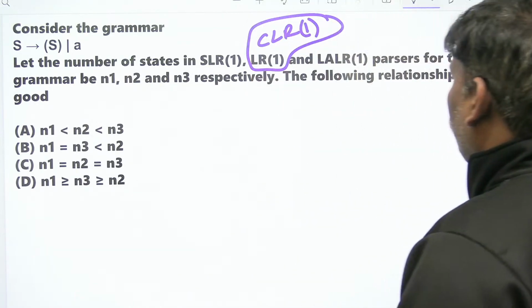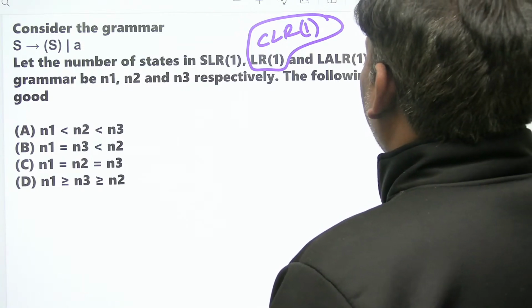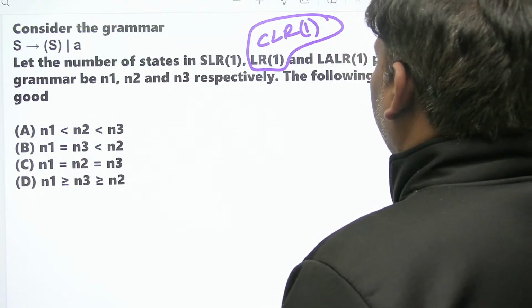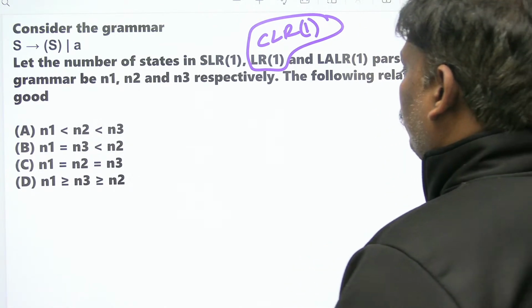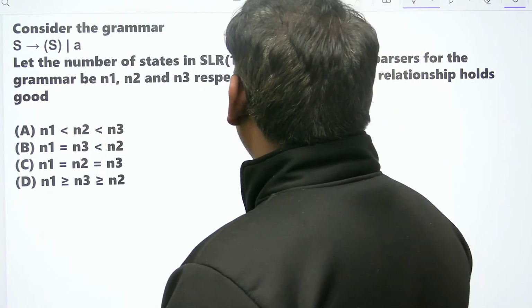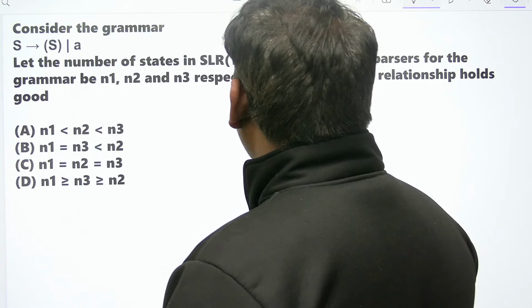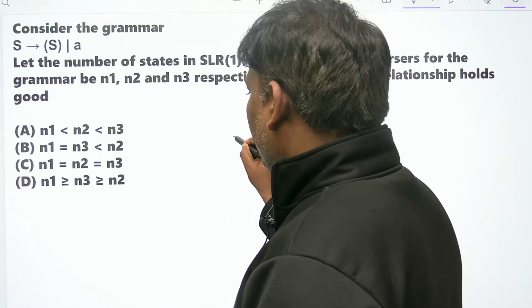For the given grammar, if you construct LR1, meaning CLR1, the SLR1, CLR1, LALR1 states are N1, N2, N3 respectively. What relation holds good between them? We'll see now. Because he is asking, CLR1 also, LALR1 also, with LR1 items you have to create. Let's check here one time.